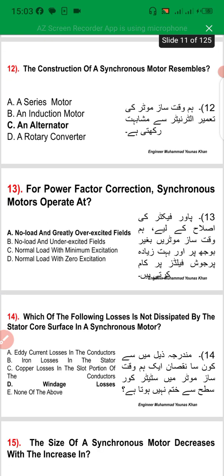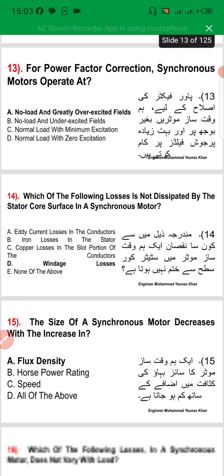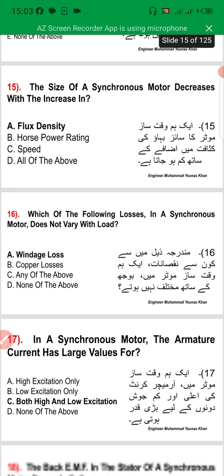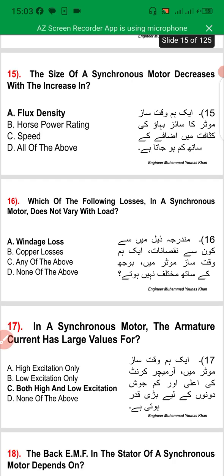The construction of a synchronous motor resembles an alternator. For power factor correction, synchronous motors operate at no load and greatly overexcited fields. Which of the following losses is not dissipated by the stator core surface in a synchronous motor? Windage losses. The size of a synchronous motor decreases with the increase in flux density.